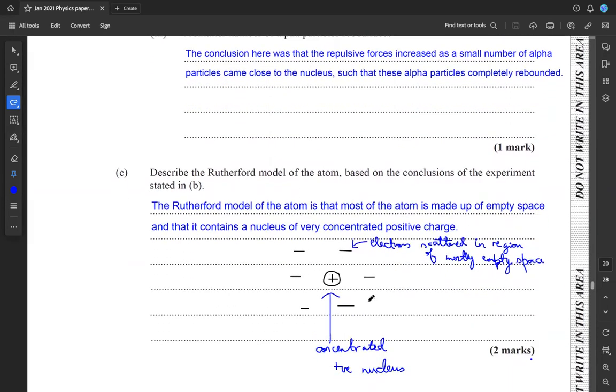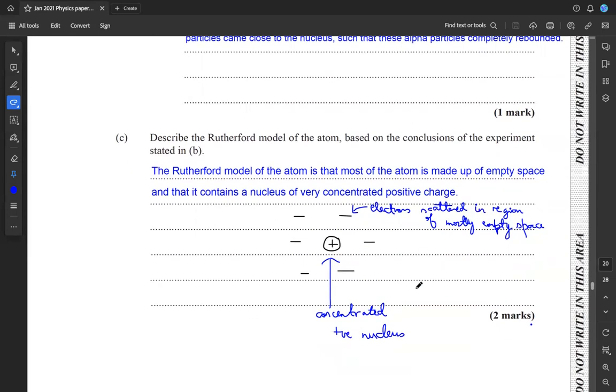And so if I were to do a quick sketch of what Rutherford came up with, you have, in the central part of the atom, a concentrated positive nucleus. And then around that, of course, you'd have the electrons scattered in the region that's mostly empty space. So for all of this, we'll get our 2 marks. The model is that the nucleus is positively charged, very concentrated, and the rest of it is mostly empty space, and in those empty spaces we can find our electrons. So all of that for 2 marks, and we are good.